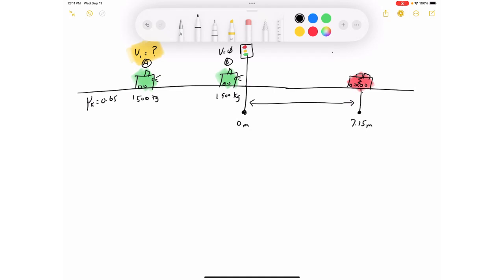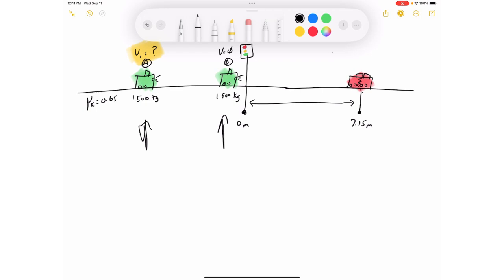Okay, so what we have here is two cars, a car on the left, car A, and a car on the right called car B. So this is A right here, and B is up here right there. Okay, so this is a physics momentum problem.